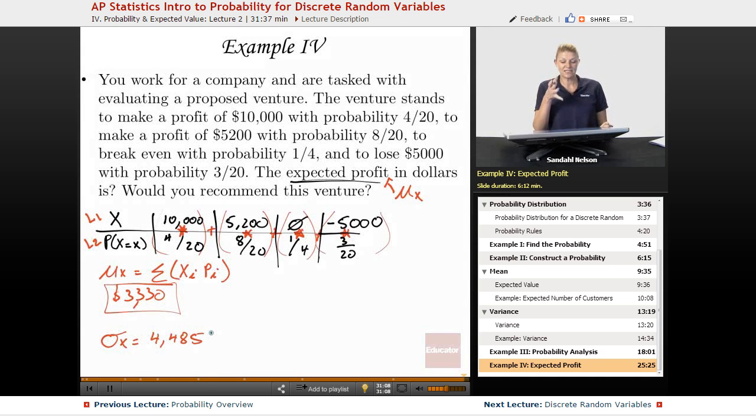So we usually expect to be at the mean plus or minus the standard deviation. So if we lost like $1,000, we're probably not going to bankrupt the company. So I would say, yeah, I would recommend this venture because on average, we'd make a profit, and the standard deviation isn't so big that if we did lose, we'd lose so much. Okay?